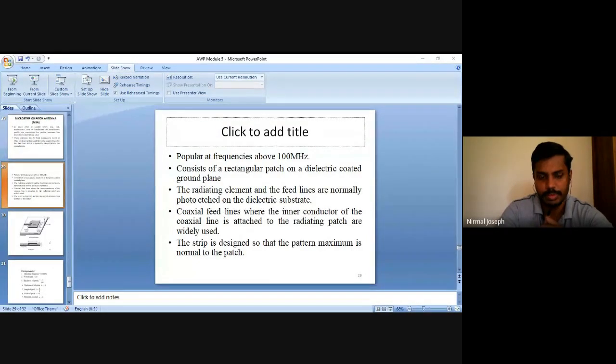Are you studying VLSI this semester? Just reply yes or no at least. Yes, okay. Then you'll know what etching and photo etching are.